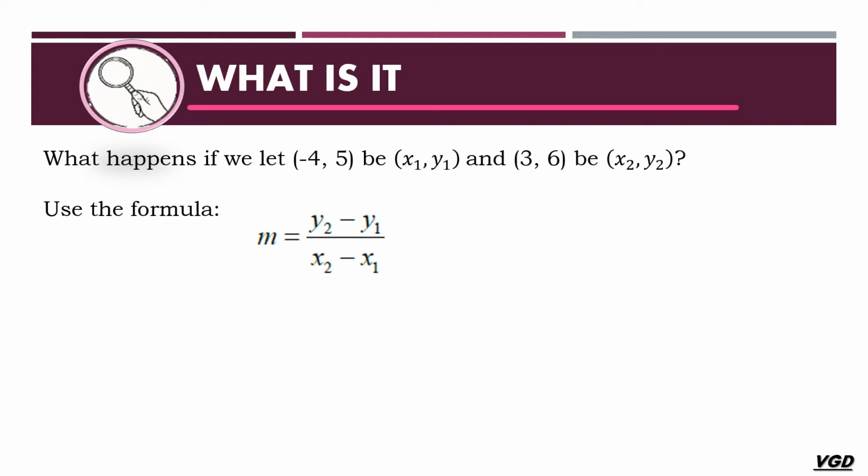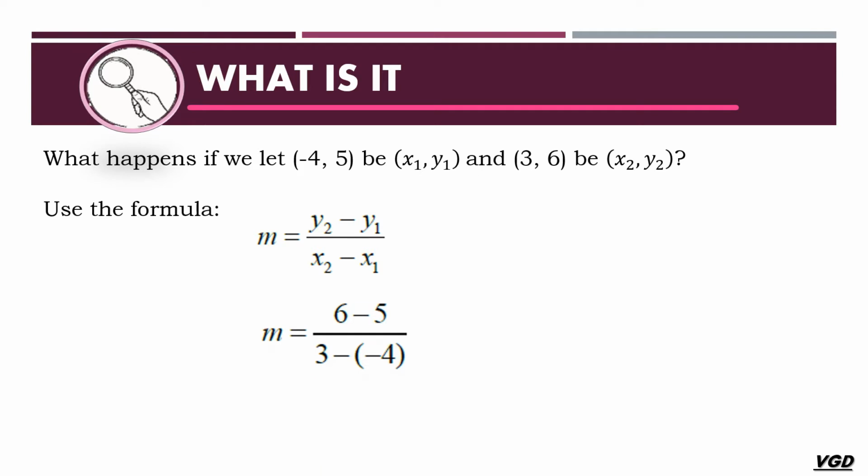But what happens if we let the ordered pair negative 4, 5 be x sub 1, y sub 1, and the ordered pair 3, 6 be x sub 2, y sub 2? So let's use the formula again in finding the slope. m is equal to y sub 2 minus y sub 1 over x sub 2 minus x sub 1. Let's check if we will be able to get the same answer.